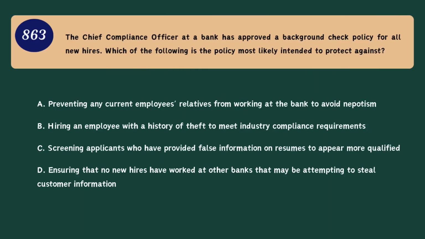Question 863. The Chief Compliance Officer at a bank has approved a background check policy for all new hires. Which of the following is the policy most likely intended to protect against? A. Preventing any current employee's relatives from working at the bank to avoid nepotism. B. Hiring an employee with a history of theft to meet industry compliance requirements. C. Screening applicants who have provided false information on resumes to appear more qualified. D. Ensuring that no new hires have worked at other banks that may be attempting to steal customer information.